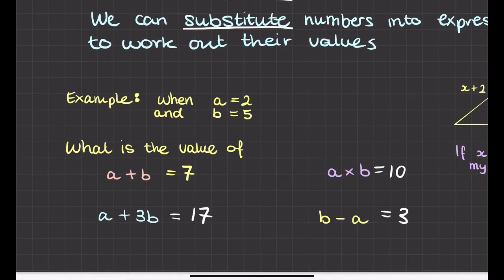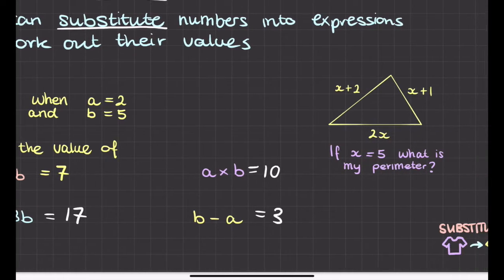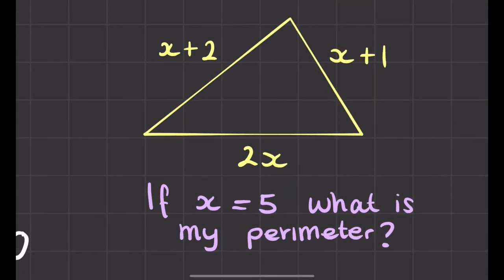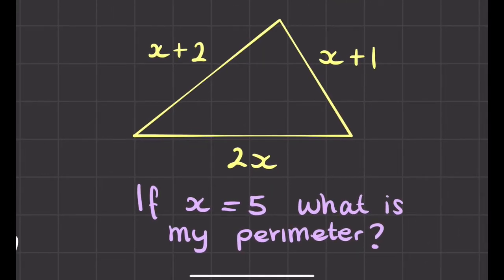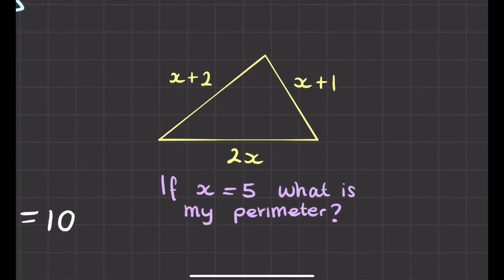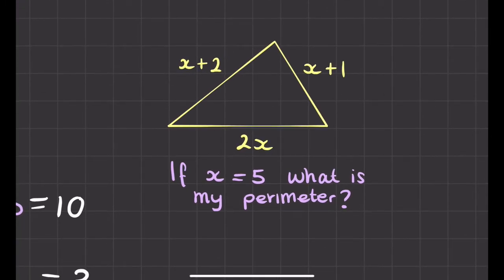Let's have a go at another example here with a little triangle. So the question is, if x is 5, what is the perimeter? Well, let's first write down an expression for the perimeter. So the perimeter is all of these sides added up together, isn't it? So we've got x plus 2 plus x plus 1 plus 2x. And if I add them all up together, how many x's do I have? I've got 1, 2, 3, 4. So I've got 4 x's.